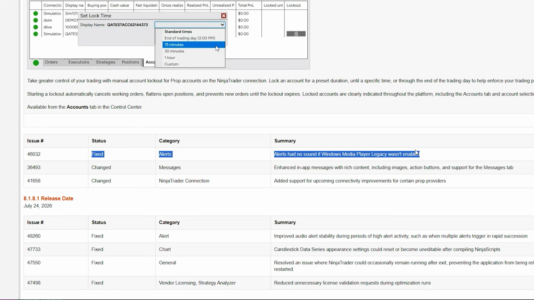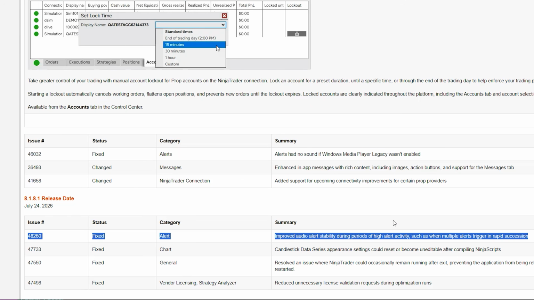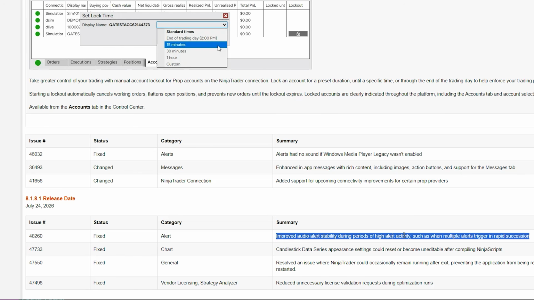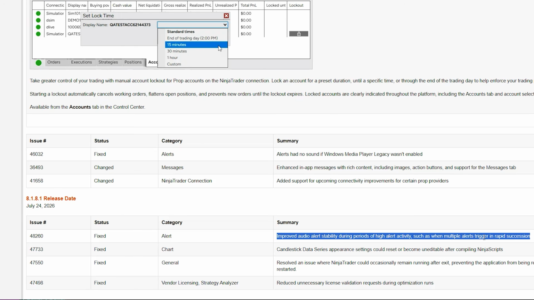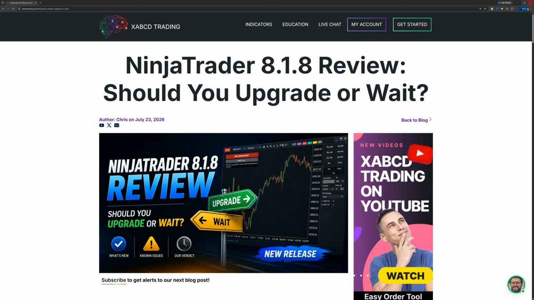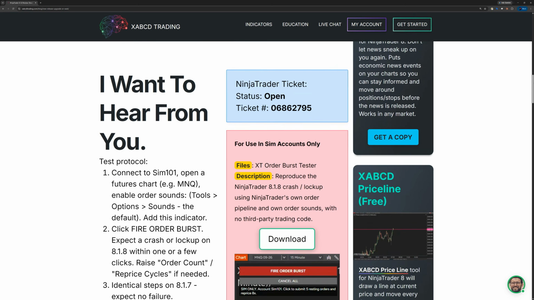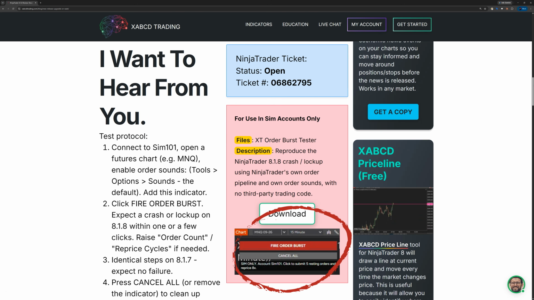It was an area of code that they touched, and therefore we got our fix, which was this one: improved audio alert stability during periods of high alert activity, such as when multiple alerts trigger in rapid succession. This is exactly what our script did. So glad they found it helpful. We narrowed it down, and as a community, we were able to show them what was broken, and they've now released the fix, which is great.